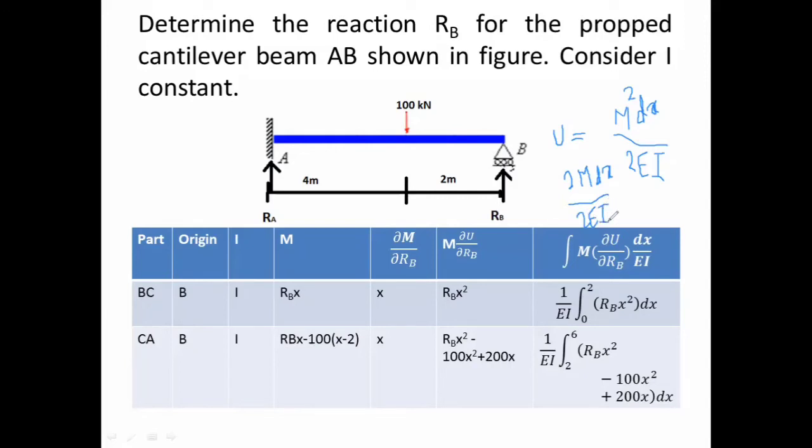So my 2 gets cancelled from numerator and denominator. M dx upon EI. So here is m into dx upon EI. This is the term. If you take partial derivative again, chain rule we have to use because we have to differentiate m. So this is 2m into dx upon 2 EI. And what is derivative of m with respect to RB? This one, partial derivative of m with respect to RB. Okay, so this is how the equation in the last term has come.